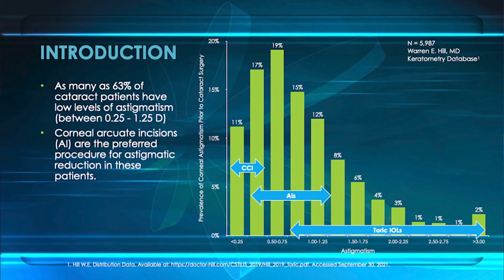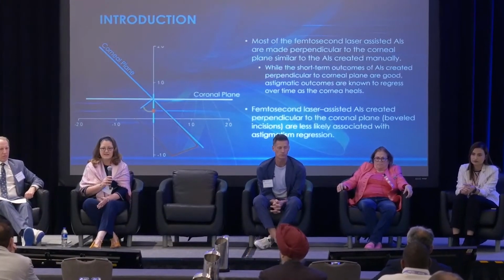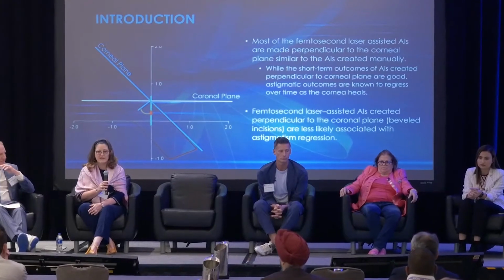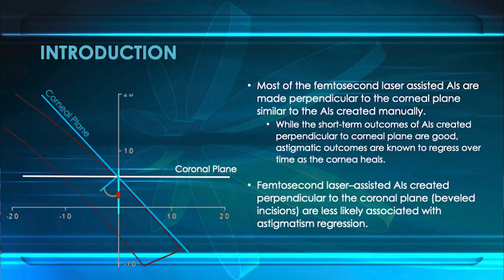63% of patients have astigmatism less than 1 1/4 diopters. 1 1/4 diopter is about the level where most people start to look at a toric lens, sometimes a diopter if it's against the rule. But we know for those low levels of astigmatism, astigmatic incisions are the preferred procedure. And interestingly, the femtosecond laser-assisted AIs that are made perpendicular to the corneal plane are similar to the AIs that we create manually. And this is not the astigmatic incision that we create with the LENSAR. What we're creating with the LENSAR is perpendicular to the corneal plane, so it behaves as a beveled incision.